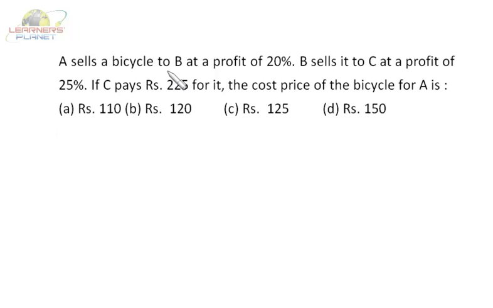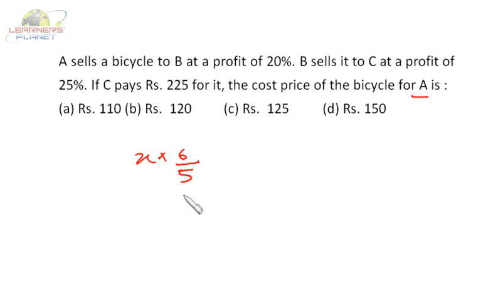Let's see this question. A sells a bicycle to B at a profit of 20%. B sells it to C at a profit of 25%. If C pays rupees 225 for it, what is the cost price of A? Let the cost price of A be X. Okay. Now X is selling for a profit of 20%. That means he's selling at 120% of his cost price. Now what is 120%? It is 6/5. Now this is the cost price for B.